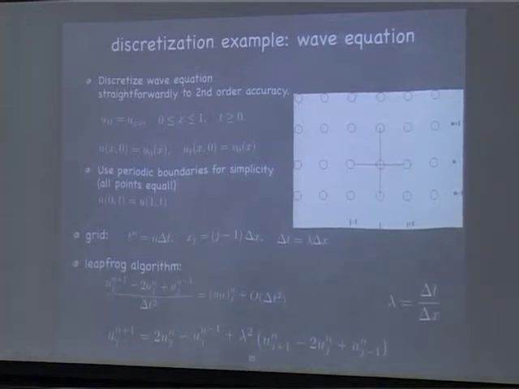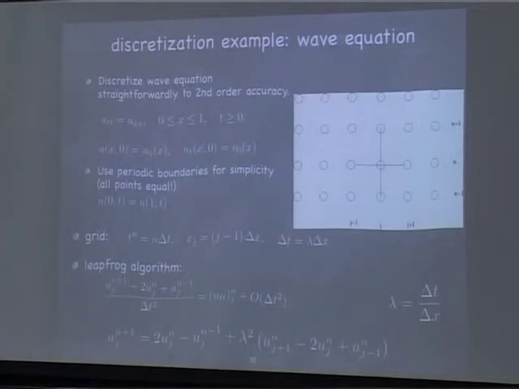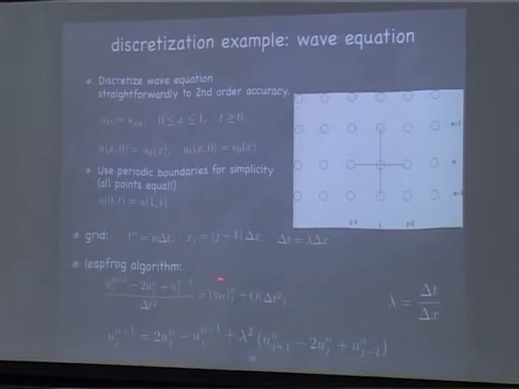And then we do the following straightforward algorithm, which is also called the leapfrog algorithm, which discretizes time and space in the straightforward way to second order accuracy. For example, for time, we just say that the second time derivative at time step n and grid point j is equal to this combination of values of grid points with coefficients.